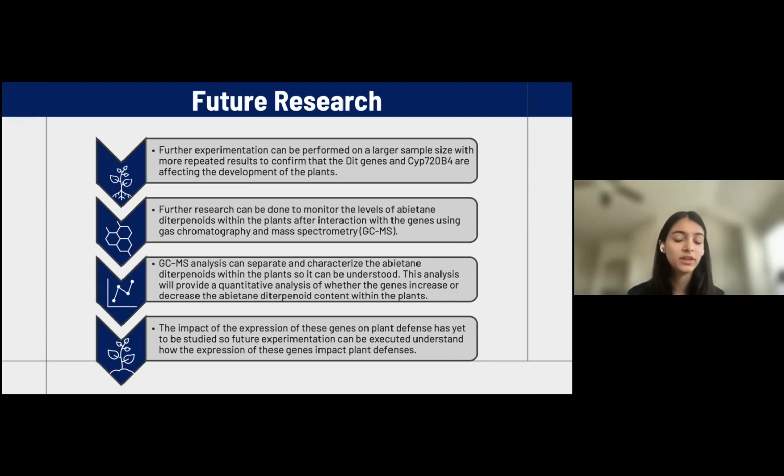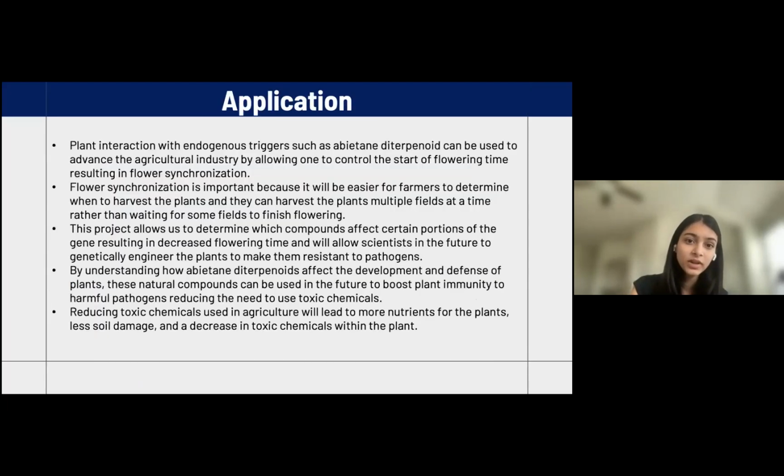And further research can be done to monitor the level of betaine diterpenoids within the plant after interaction with the genes using gas chromatography and mass spectrometry. GCMS analysis will be able to provide us with a quantitative analysis of whether the genes increase or decrease the betaine diterpenoid content within the plants. And the impact of the expression of these genes on plant defense has yet to be studied, so future experimentation can be executed to understand how the expression of these genes impacts plant defenses.